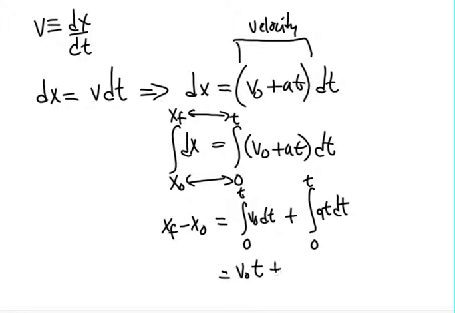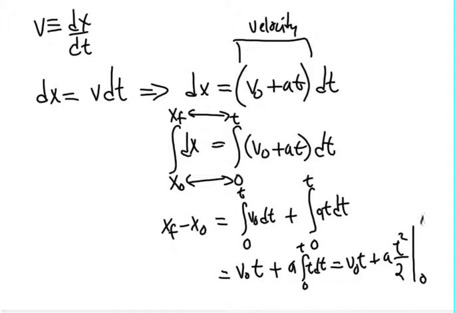The second one, we have a as a constant. We can take that out. t is not. So we have a times the integral from 0 to t of t dt. That is just finding the antiderivative of the function t, which is just t squared over 2. So this right here is just equal to v0 t plus a times t squared over 2 evaluated at the limits. So that's going to be a times t squared over 2 minus 0.